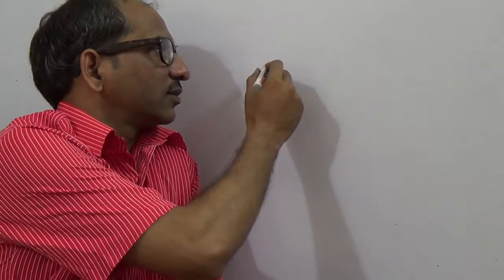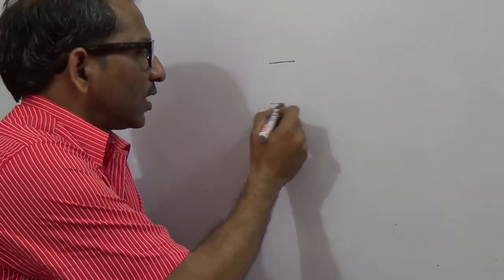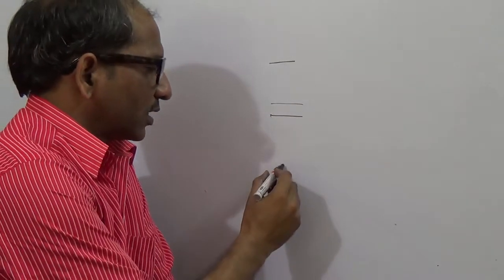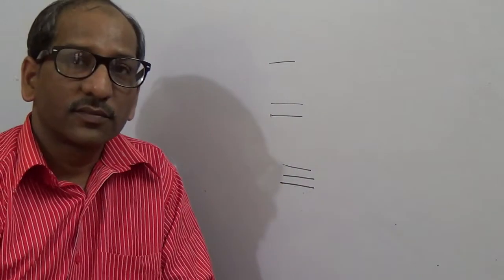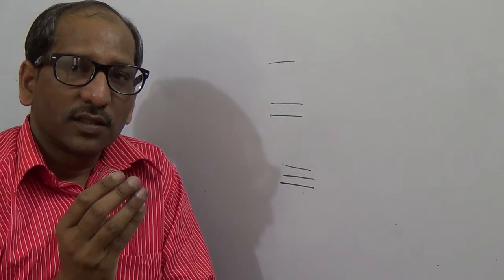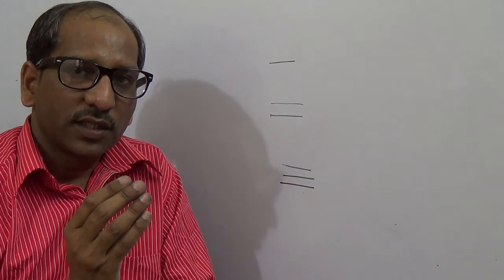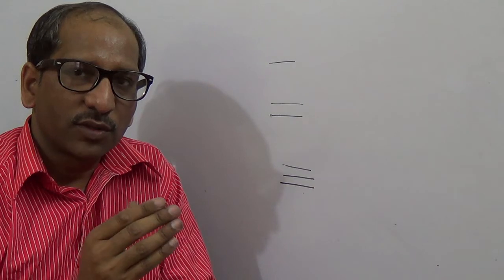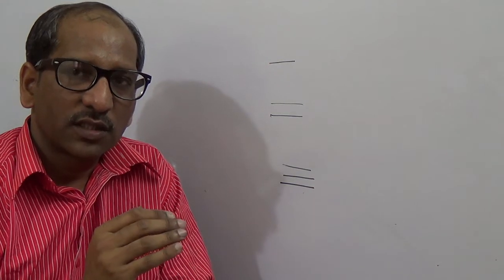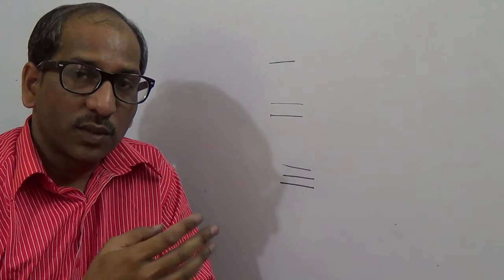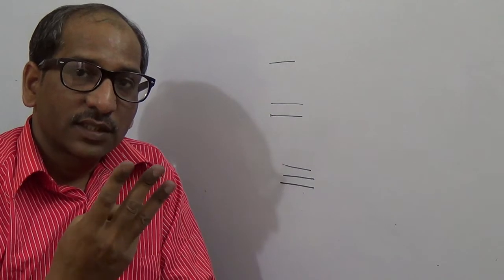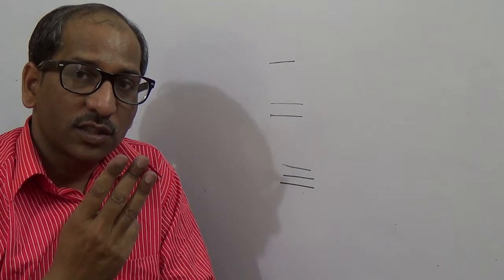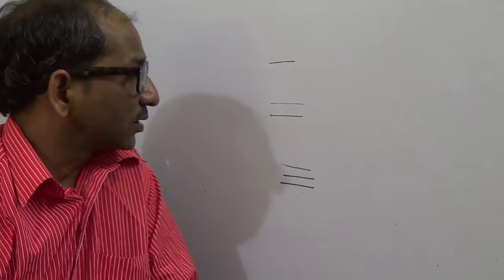Like a single line, like these two lines and these three lines. My purpose in this lecture is to tell about the importance and significance of these three symbols, where we use only one line, two lines and three lines.